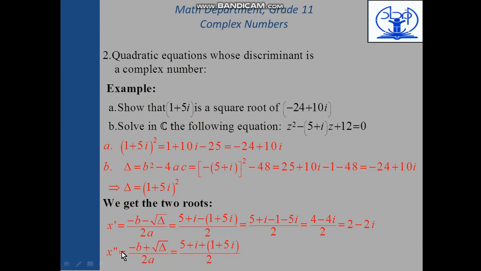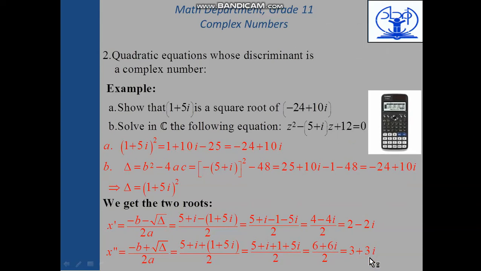The second root is x double prime equals minus b plus radical delta over 2a. We replace b by its value, and radical delta is the radical of 1 plus 5i squared, so we eliminate the square with the radical, over 2. Now 5 plus 1 is equal to 6, i plus 5i is equal to 6i, and 6 over 2 gives 3 plus 3i.